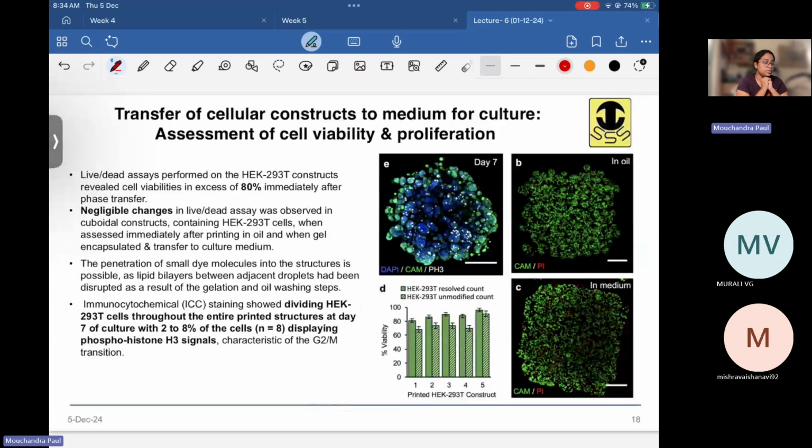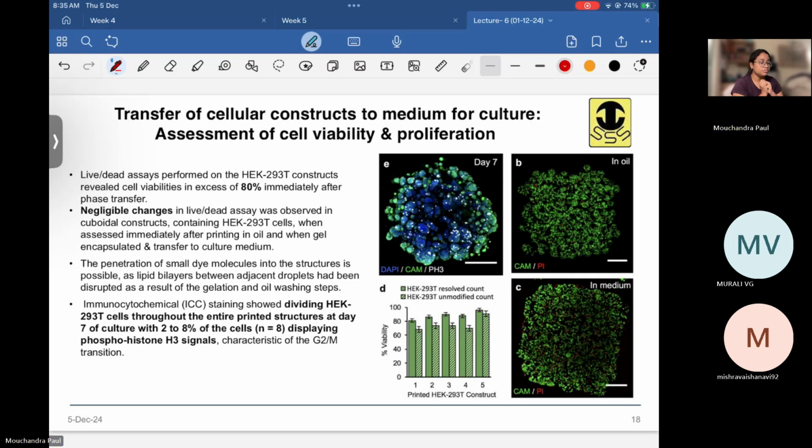And what they also say is, since the live/dead staining dye was able to penetrate the droplet and enter the cells, it means that the lipid bilayer has been successfully washed off, right? It means it has been successfully disrupted, and that is why they could enter.